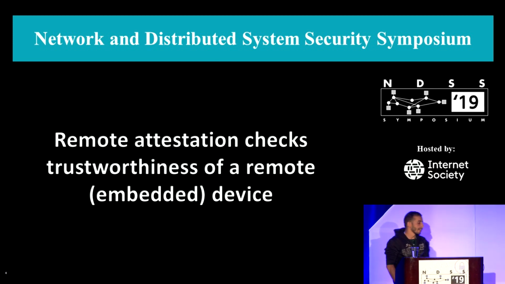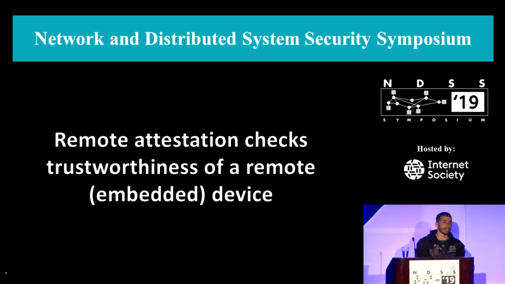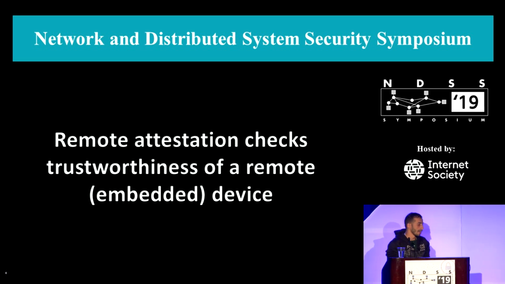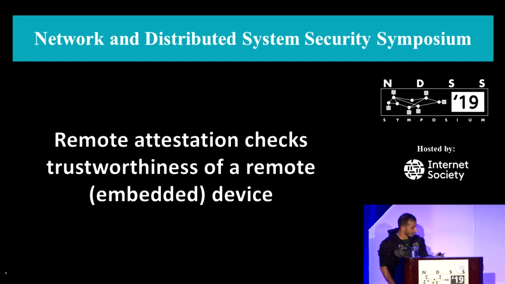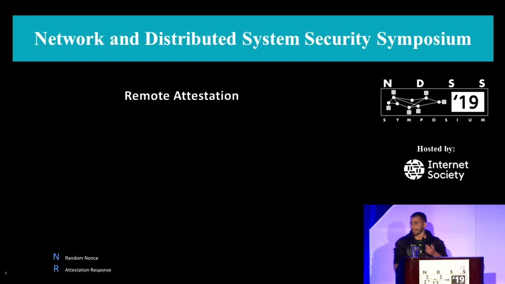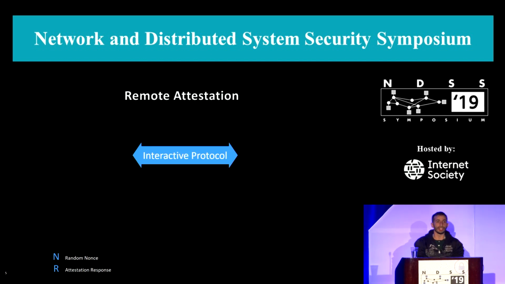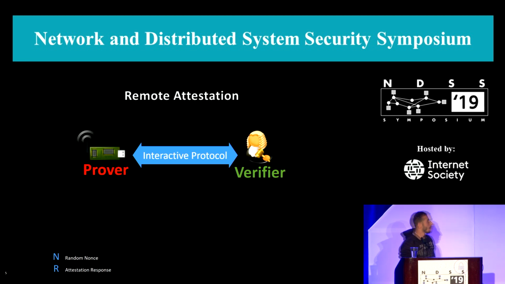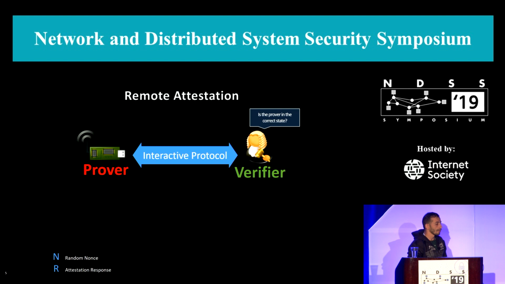Remote attestation is a security service that allows us to verify the trustworthiness of a remote device. It is usually established as an interactive protocol between a trusted party denoted by the verifier and a remote, possibly compromised party denoted by the prover. The verifier is interested in attesting the trustworthiness of the prover. It does this by sending a challenge, typically a nonce.